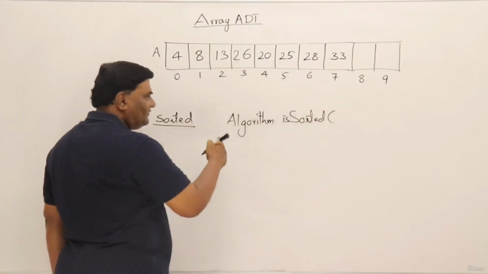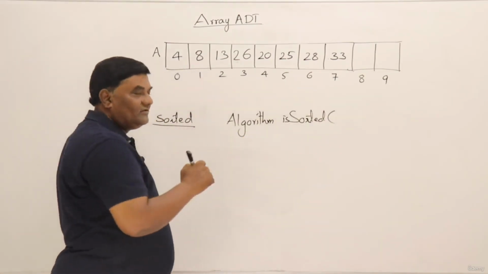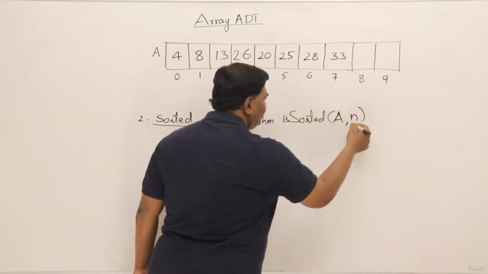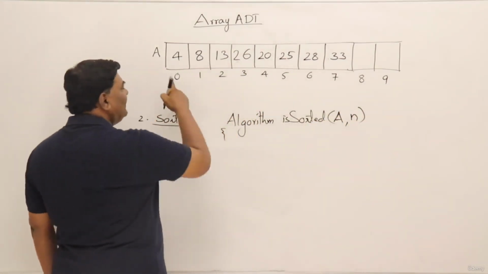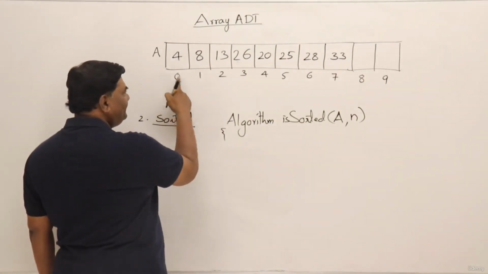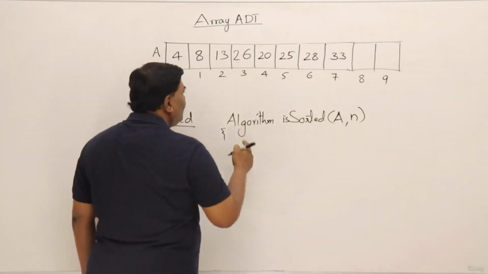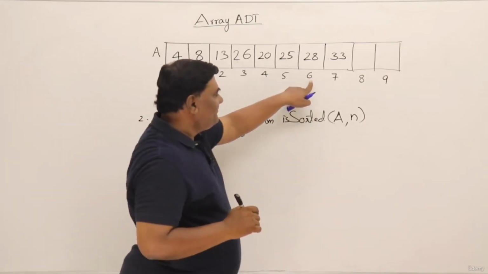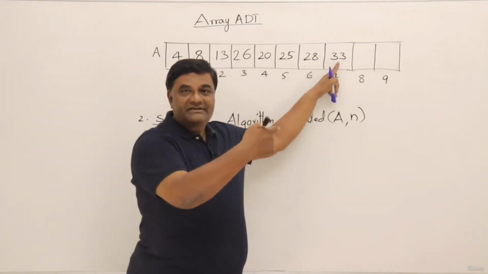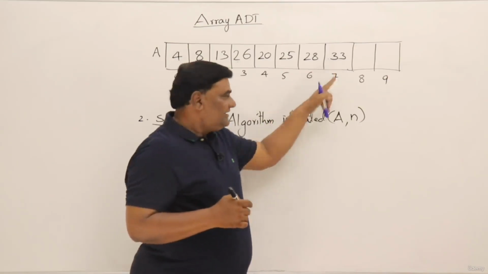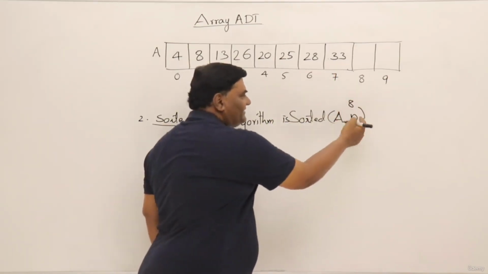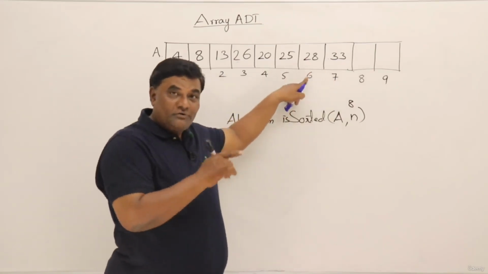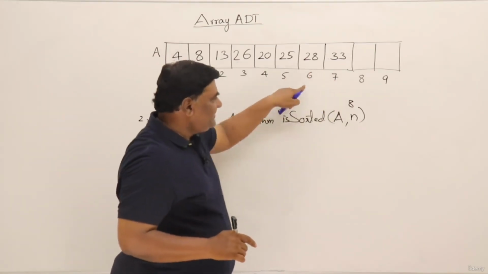Let us see. The algorithm is called isSorted, and it takes an array and the number of elements. Now we have to start checking from the first element, then next, and so on. Until where should we continue? We should stop here, because we cannot compare 33 with any other number, right? Let us say there are 8 elements. N is 8. So we should stop here. No, we have to stop before this one. So we should stop at n minus 2 place.